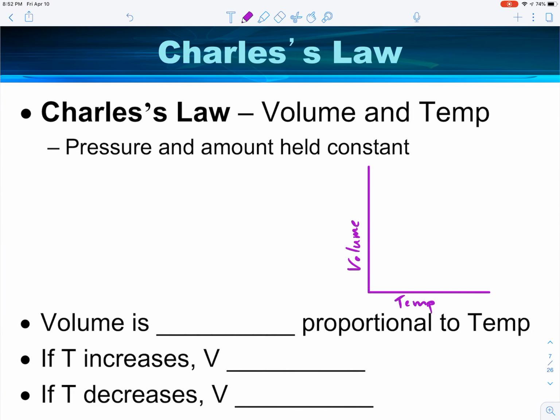Charles's law, volume and temperature. So a good example of this is a balloon. And it's a little bit of a tricky example because if you think about taking a balloon from the classroom to a cold day, the balloon would shrink. And there is actually a transitional period where the pressure inside the balloon is changing. However, by the time the balloon settles on a final volume, its pressure has equilibrated, so to speak, with the outside pressure.